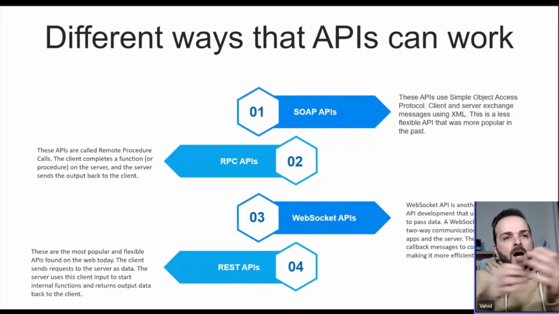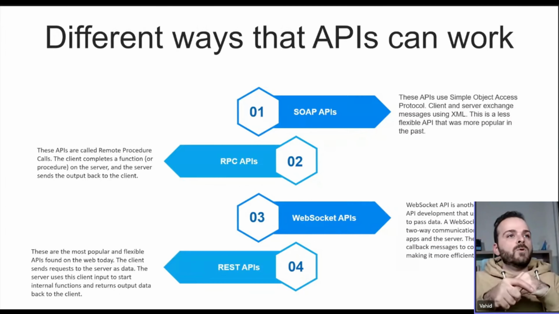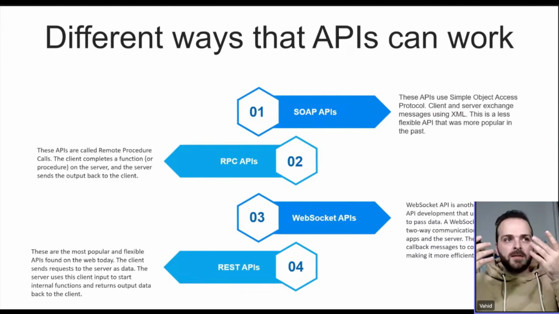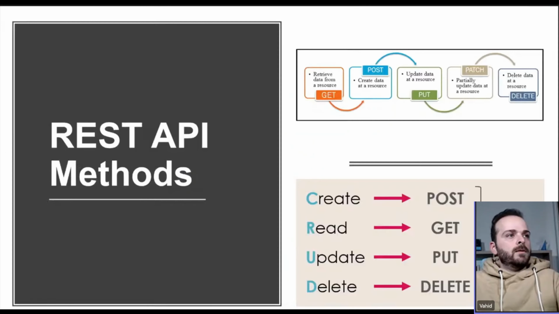Power BI uses the REST API, which is the most popular and flexible API found on the web today. The client sends the request, which is that order in the restaurant, to the server as data. The server uses the client input to start internal functions and returns output data back to the client. So that's REST APIs.